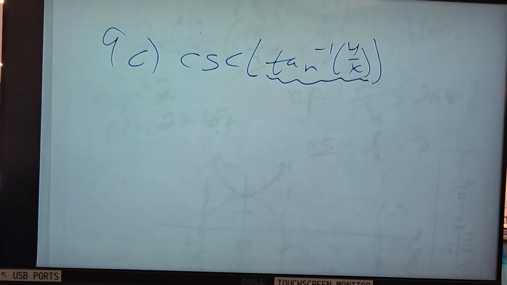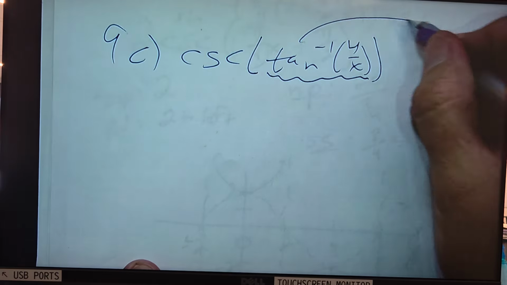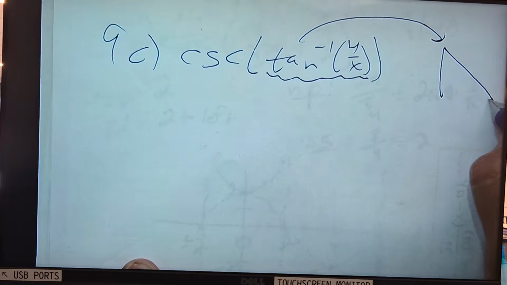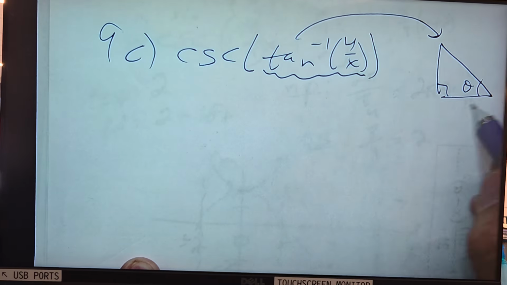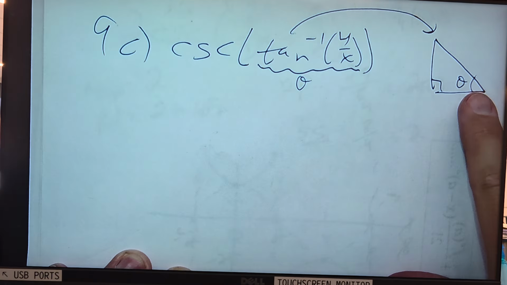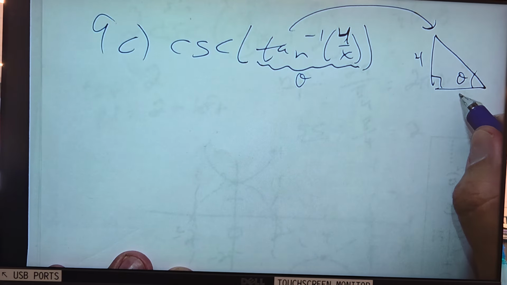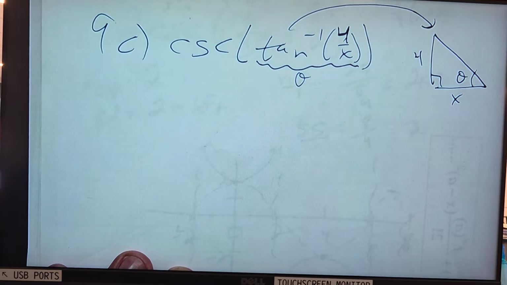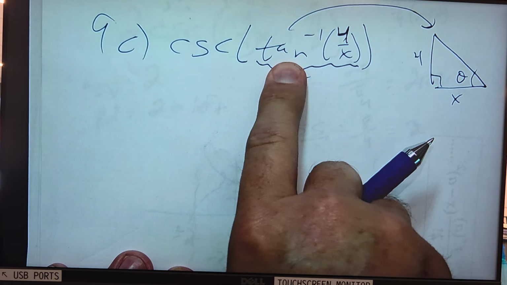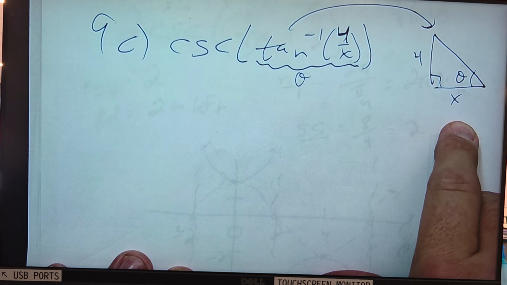What angle is this? It's the angle that lives in a specific triangle. What do we know about the triangle? The y side is 4 and the x side is x, because this is the ratio related to tangent, which is y over x.